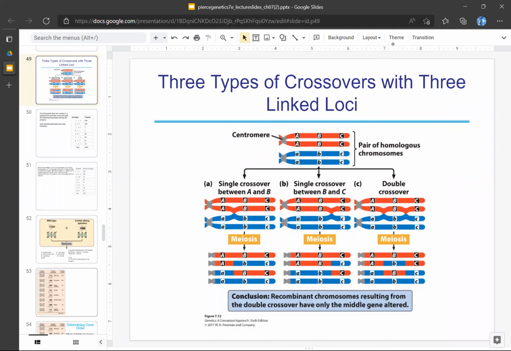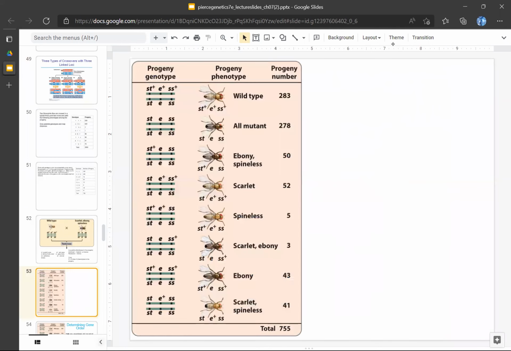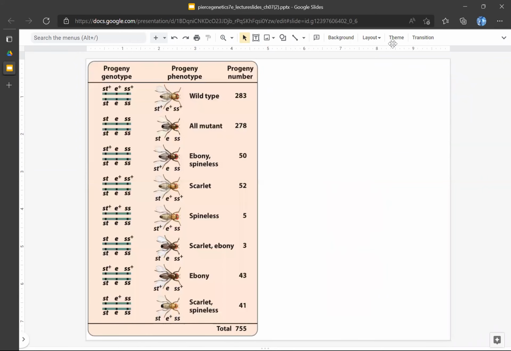And actually, I think it would be more helpful to start with this one. So we're familiar with this one. We talked about it in class. But try to forget your preconceptions about this, and let's just do our best and talk about it. So like we just talked about, we have all of these progeny, and we can see what number they occur in out of 755 total.